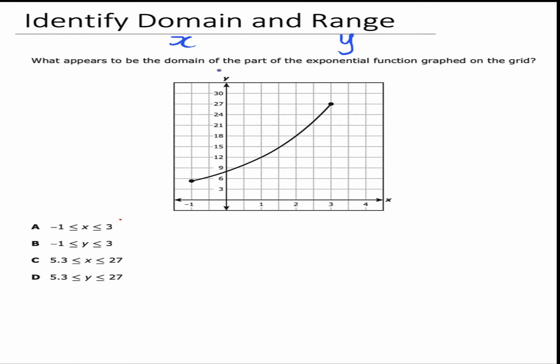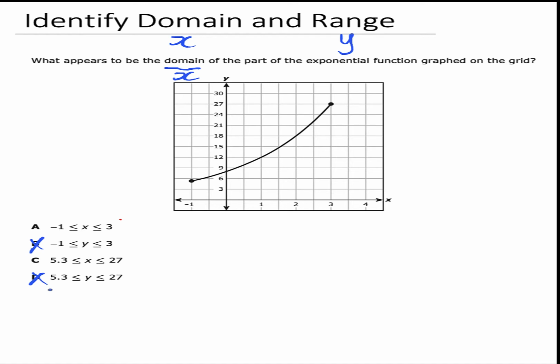In this first question, it states, what appears to be the domain? And remember, domain means we're looking for those x values of the part of the exponential function graphed on the grid. So right away, because they said domain, I can go to my answers and eliminate all of those that have a y. So I'm going to eliminate B and I'm also going to eliminate D.